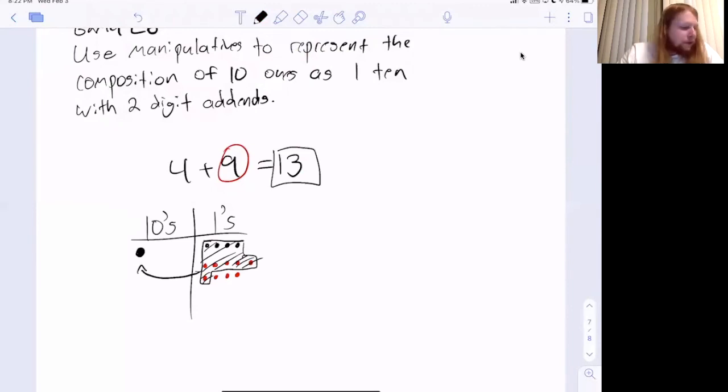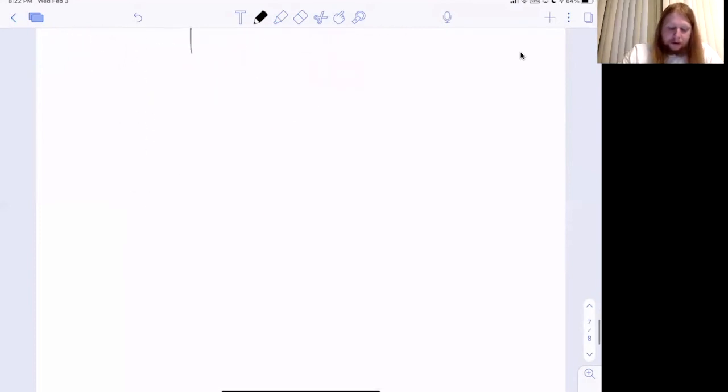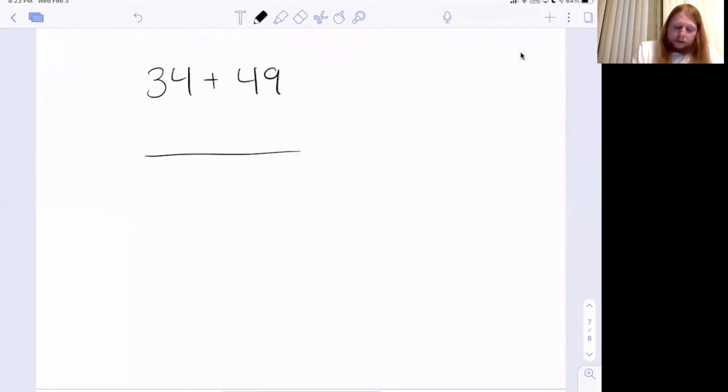All right, so that was that one. Now we're gonna do one that's a little harder, okay? We're gonna work on 34 plus 49. So we're gonna do the same thing. I'm gonna make my tens chart, and I'm gonna make my ones chart.